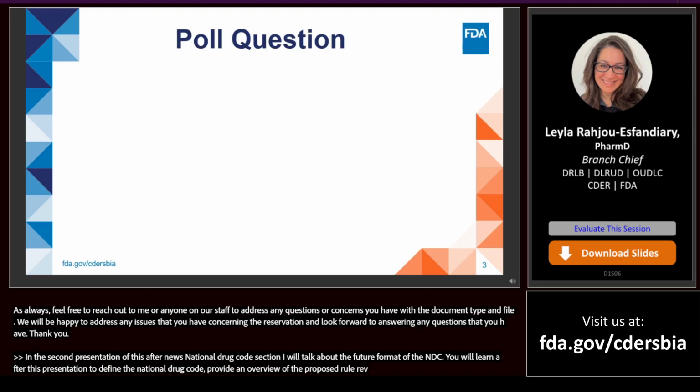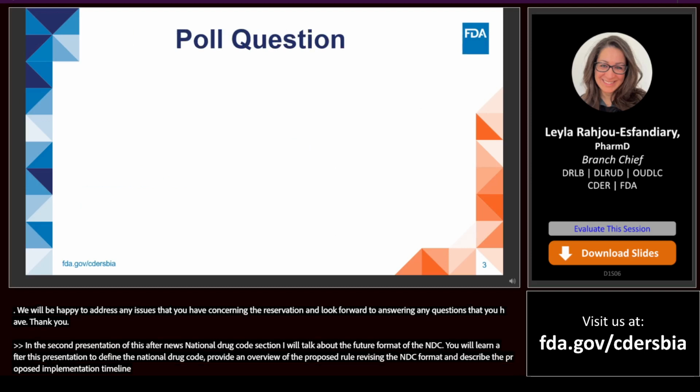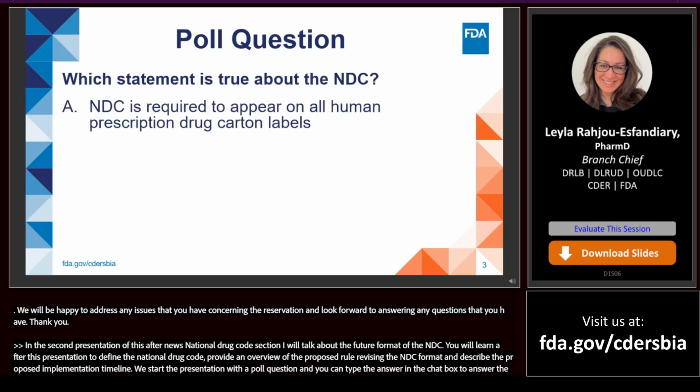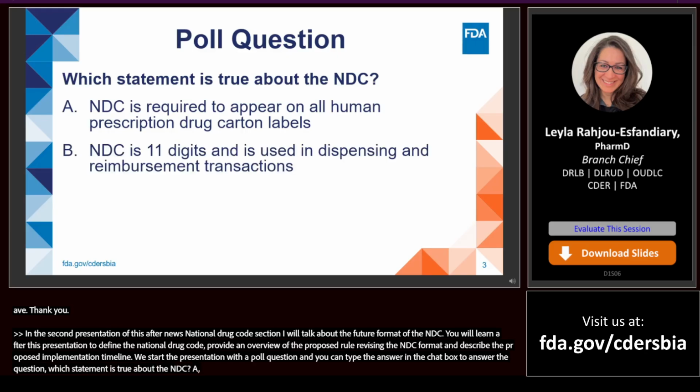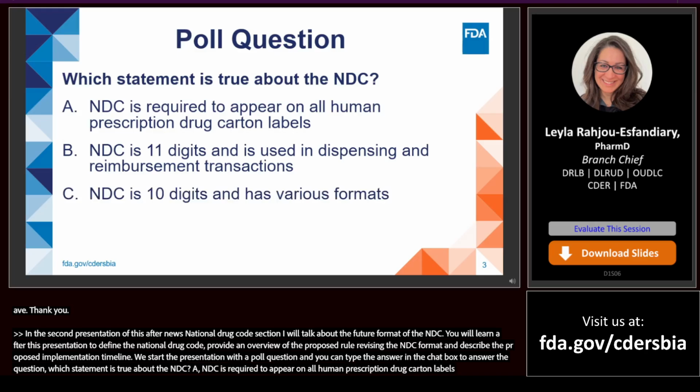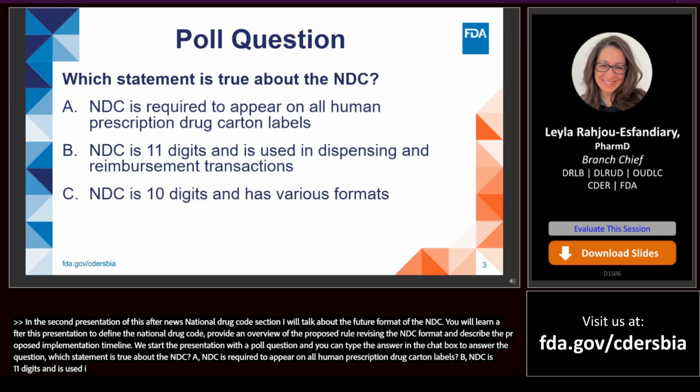We start the presentation with a poll question. You can type your answer in the chat box to answer this question. Which statement is true about the NDC? A. NDC is required to appear on all human prescription drug carton labels. B. NDC is 11 digits and is used in dispensing and reimbursement transactions. C. NDC is 10 digits and has various formats. Or D. Both A and B.